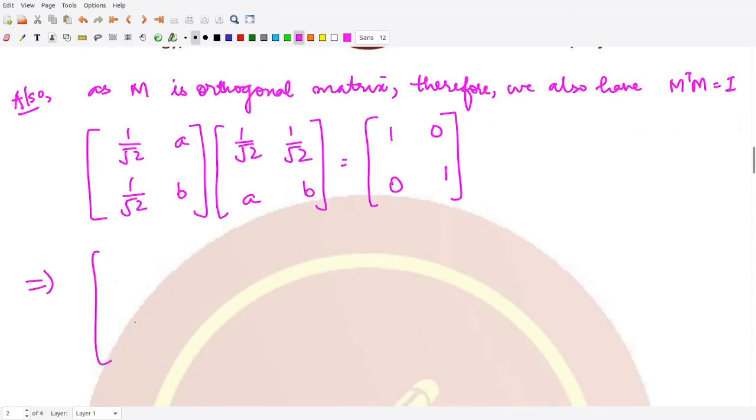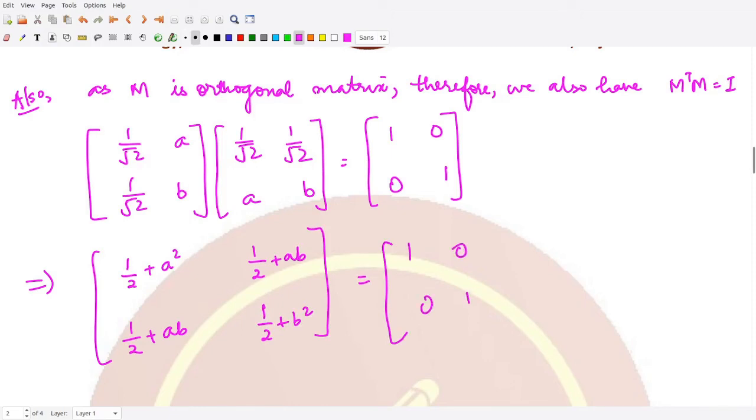When you multiply this row with this column, you have 1 by 2 plus A square. The second is when you multiply this row with this column, so you have 1 by 2 plus AB. The third one, you multiply this row with this column, so that you have 1 by 2 plus AB, I'm sorry, not B square. And the last one is 1 by 2 plus B square. On multiplication you obtain this kind of matrix: 1 0 0 1 as such.